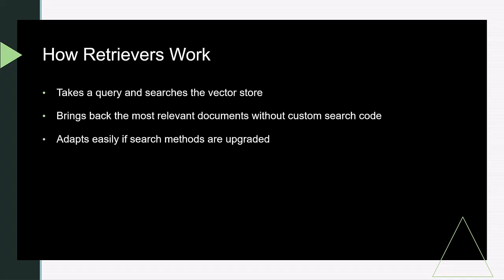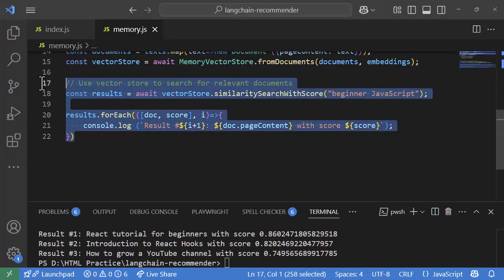It takes a query, searches the vector store behind the scenes, and brings back the most relevant documents, without you needing to write a custom search function every time. And here's the best part. If you ever upgrade the way you store or search, your retriever can adapt behind the scenes without breaking the rest of your app. So let's see how it works.